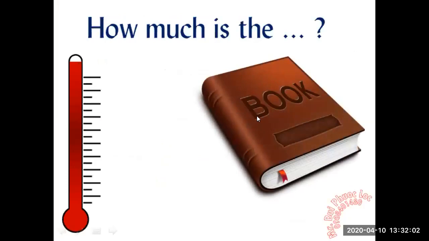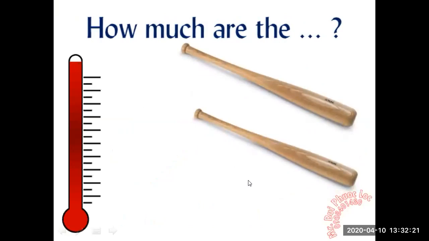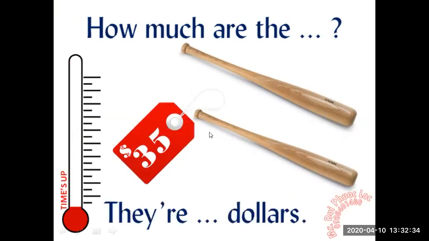Here we have a book. If you want to know the price of this book, what can we say? We may say, how much is the book? How much is this book? It's $23. Great. Here we have two, so it's plural. We say, how much are these books? So the answer will be, they are, because here we have are.